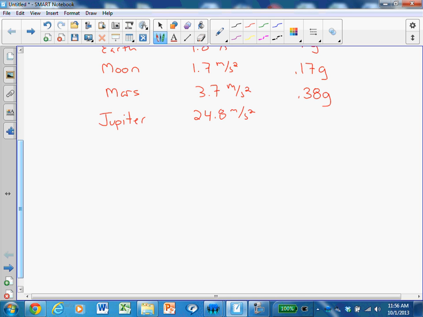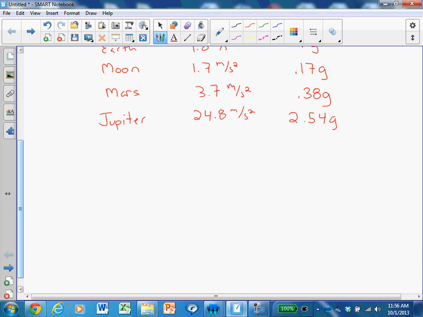Where on Earth, with 10 meters per second for every second, when you drop it, after the first second, it would be going 10 meters per second, the next second, 20 meters per second, then the third second, at the end of it, 30 meters per second, etc. Okay? And that comes out to 2.54 Gs.